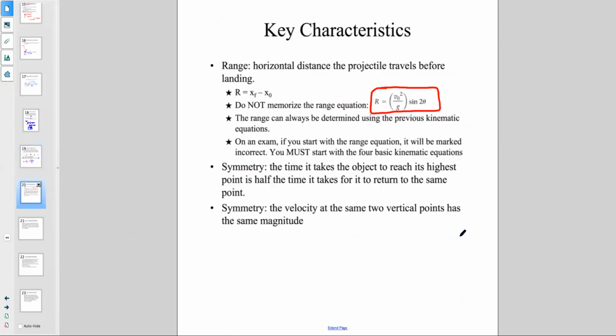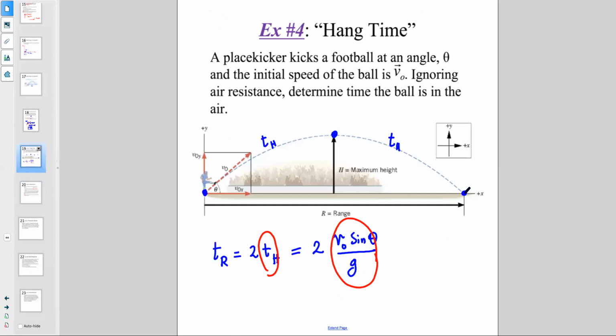Now, the time it takes the object to reach its highest point is half of the time it takes it to return to the same height. One more time, the time it takes the object to reach its highest point is half the time it takes for the object to return to the same height. In other words, this point requires double the time. For example, if it takes 3 seconds for the ball to get to this point on the top, it'll take another 3 seconds to get down. In other words, you need 6 seconds to get down here, okay?